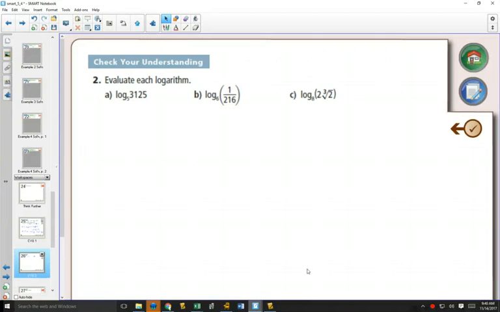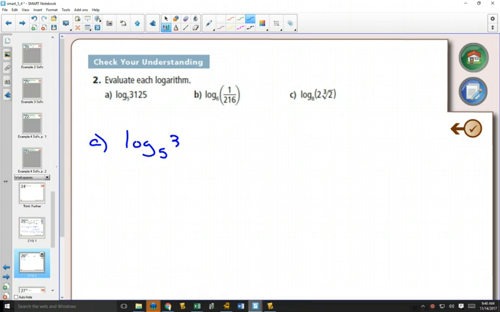We are now going to use our definition of a logarithm to help us evaluate these logarithms. So right now, we're not used to logarithms. They're new for us. We are more used to exponential equations. So we can use our definition of a logarithm to change this to exponential form.